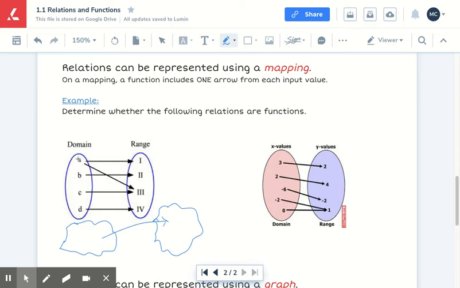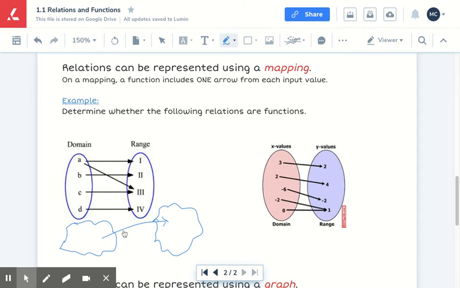The way a mapping works is you've got your input values on the left, and then there is an arrow that directs the input value to an output value. So for this first one, it says that if x is a, or the input is a, then the output is 1 or 3. If the input is b, the output is 2. If the input is c, the output is 3. And if the input is d, the output is 4.